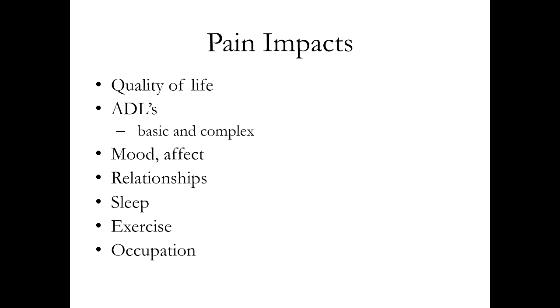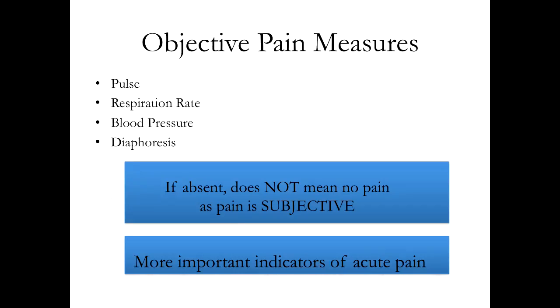Probably the thing that I see the most commonly as being problems for patients in my pain clinic are difficulties with sleep, ability to maintain activity and exercise, and probably most importantly, occupation or being able to earn a wage. There are some objective pain measures, but I want you to make sure that you understand that these objective pain measures are predominantly limited to acute pain. Those include pulse, respiratory rate, blood pressure, and diaphoresis or sweating. So if you have acute pain, acute sudden onset severe pain, you can see changes in these things.